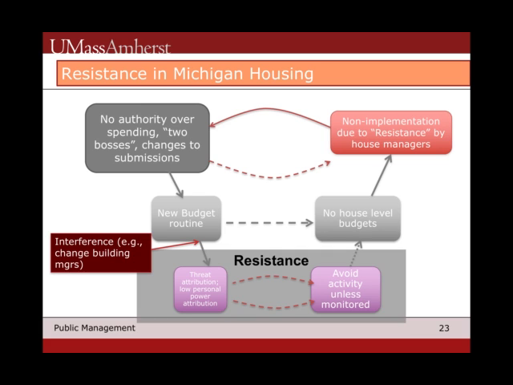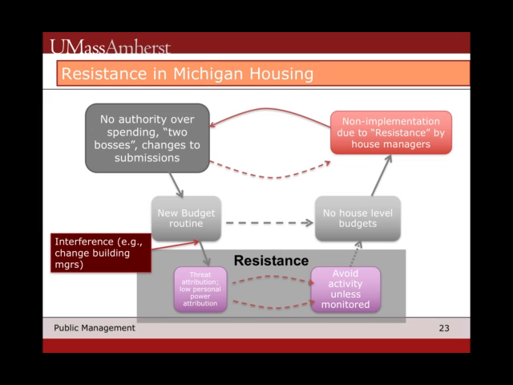So, for example, if we want to look at the Michigan housing case, we might think about no authority over spending, the two bosses problem. And even if people did submit house-level budgets, the higher-level managers were changing them. These were all features that basically increased threat and decreased opportunity. Then in addition, after the new budgeting routine, you had active interference. So once again, it's basically increasing threat, not decreasing threat. And so not surprisingly, we saw resistance by the house managers, i.e. they avoided the activity unless they were heavily monitored.